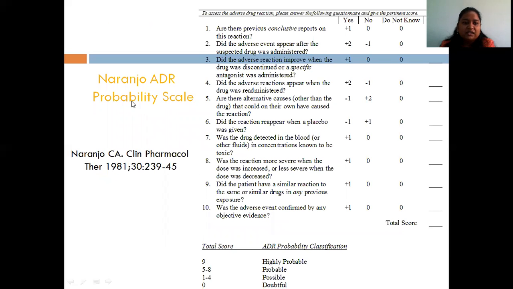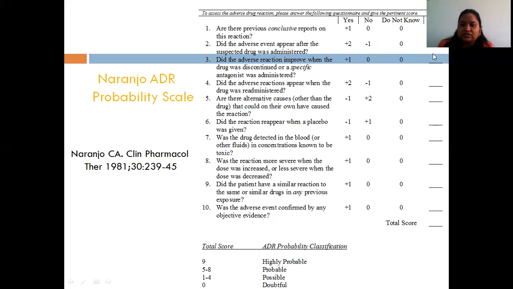So the Naranjo ADR probability scale is listed with 10 questions. Like the first question is, are there previous conclusive reports on this reaction? If the answer is yes, you have to mark it 1. If no, then it is 0. Do not know, 0.